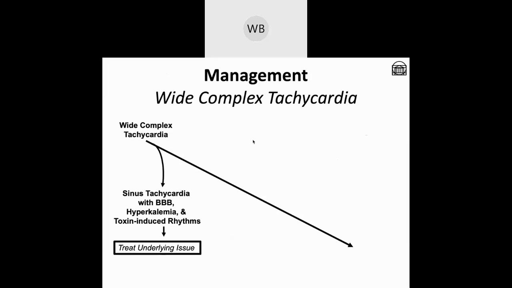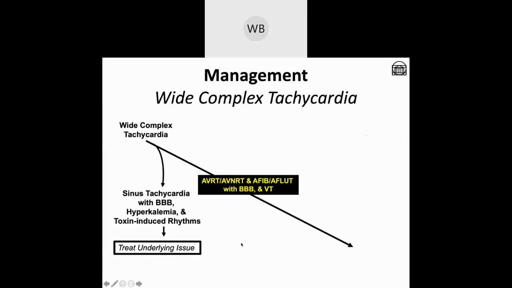If we have hyperkalemia, let's definitely identify that and think about the various treatments aimed at reversing hyperkalemia. And then, of course, again, in the same setting of somebody with a sodium channel blocking drug on board that has produced a wide QRS complex, let's think about that. And remember, one of the primary antidotes in that setting is sodium bicarbonate intravenously. So very important to identify this group of wide complex tachycardia patients and treat the underlying problem.